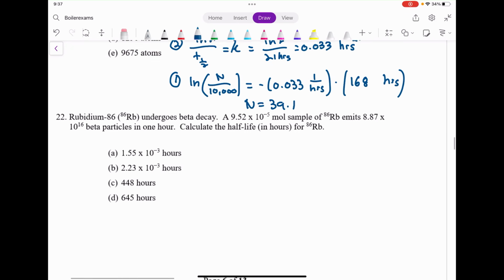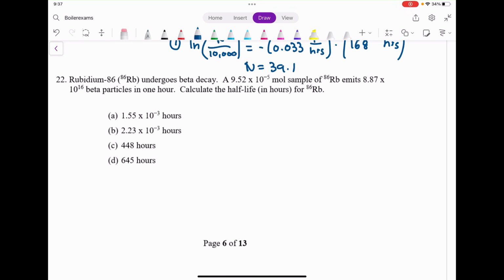21B. 22. Rubidium-86 undergoes beta decay. A blank mole sample of rubidium-86 emits that many beta particles in 1 hour. Calculate the half-life for this atom.